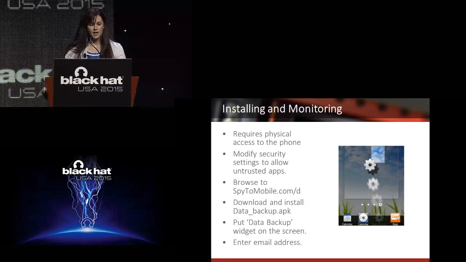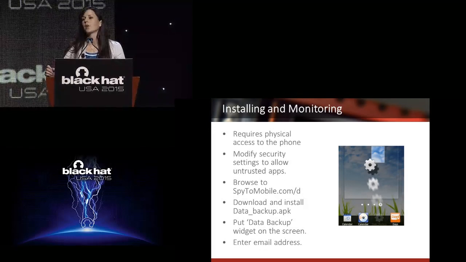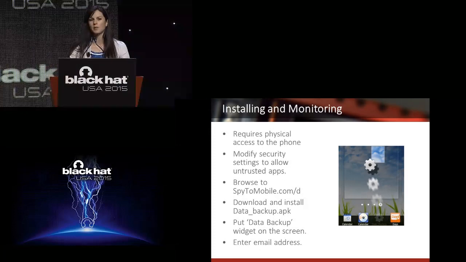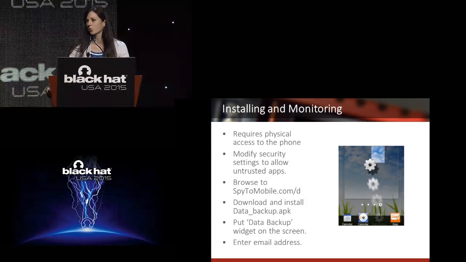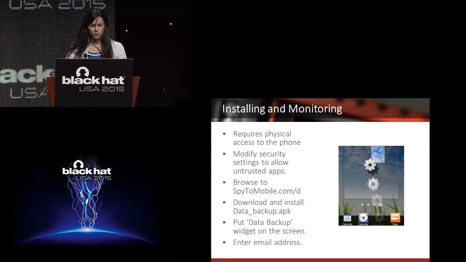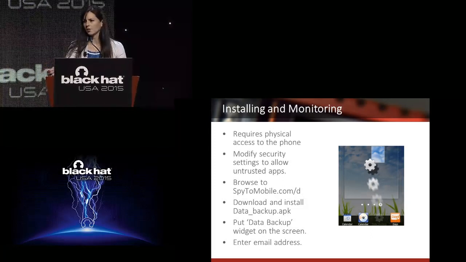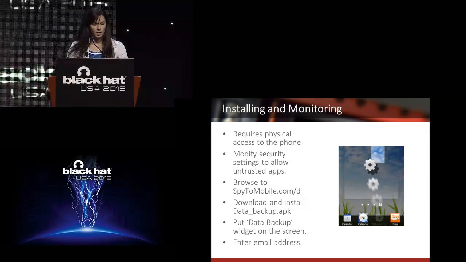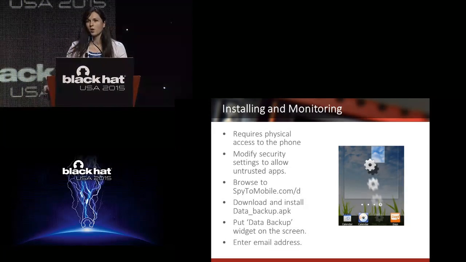data_backup.apk. And once this is installed, Data Backup puts a widget onto the phone, onto the screen, and it cannot be deleted. We tried several different ways to remove it, and the only way we found you could remove it is by completely wiping the phone and putting a new image on it. This looks just like the settings widget, like a little settings cog. So to the average user, they're probably not going to notice a widget like this on their phone, especially if it cannot be deleted. From there, the attacker enters their email address in order to register with Spy2 Mobile.